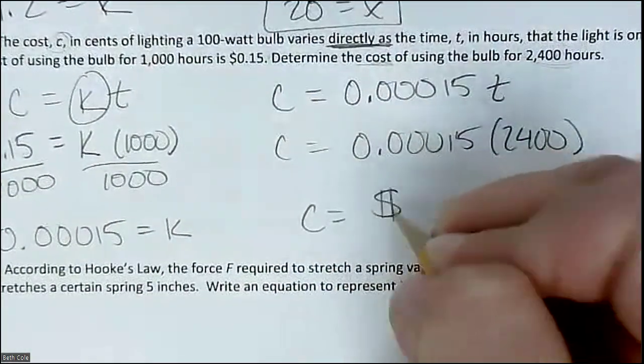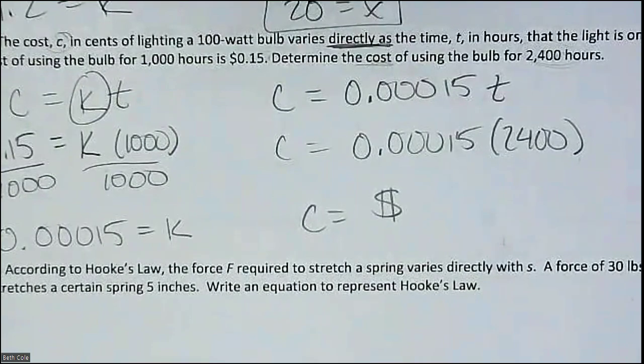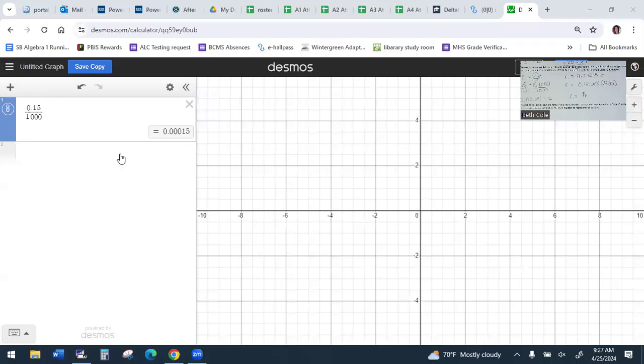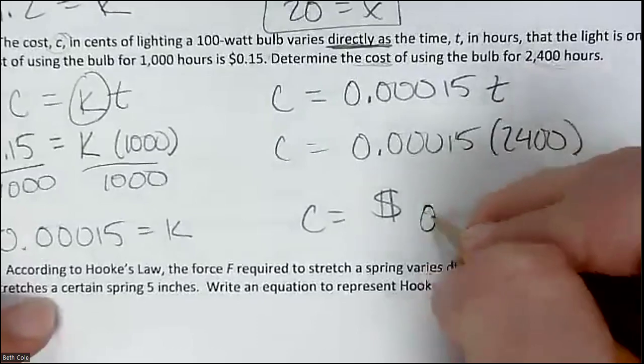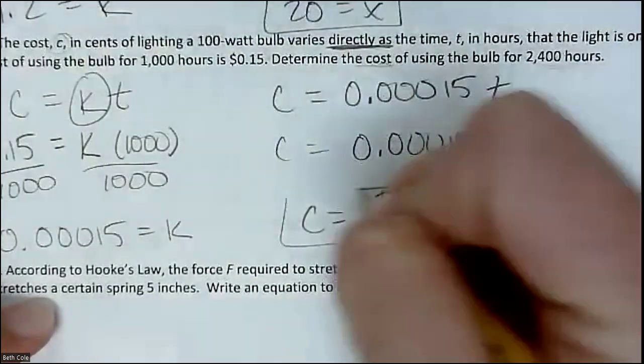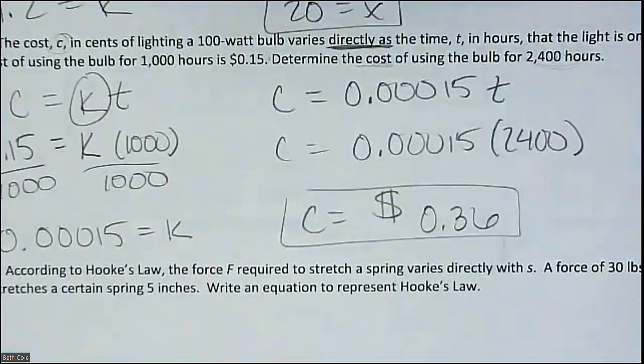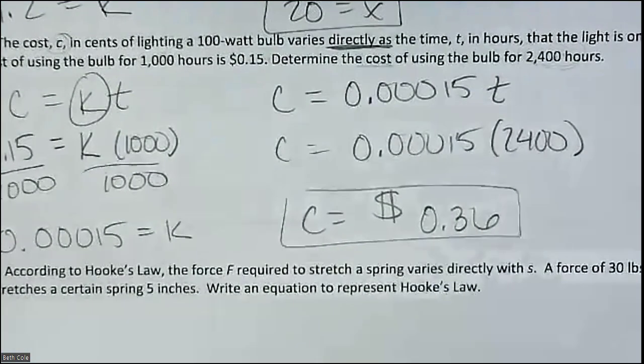And what did you guess for cost? Because you made a guess before. Okay, let's see if you're right. 15 cents for 1,000 hours. It's 36 cents, yep. 36 cents for 2,400 hours.